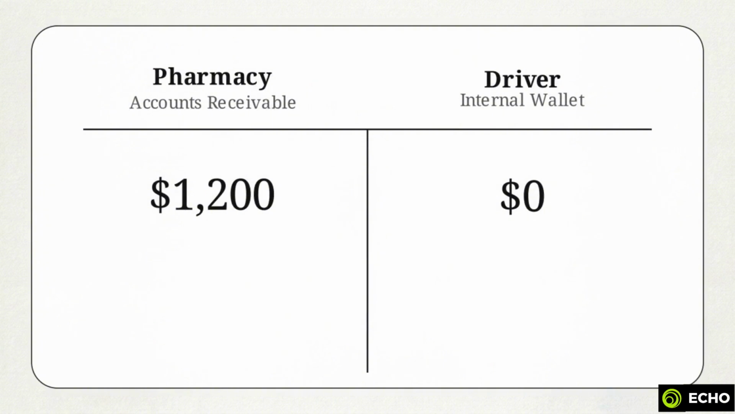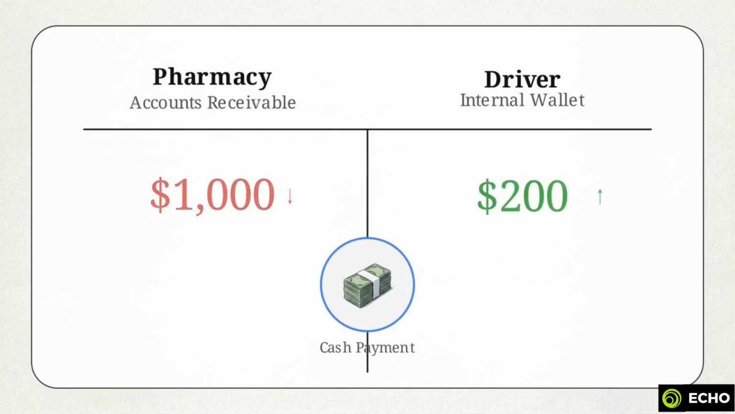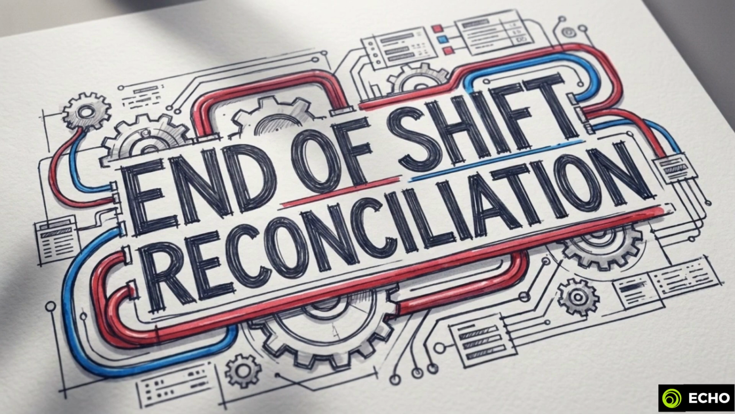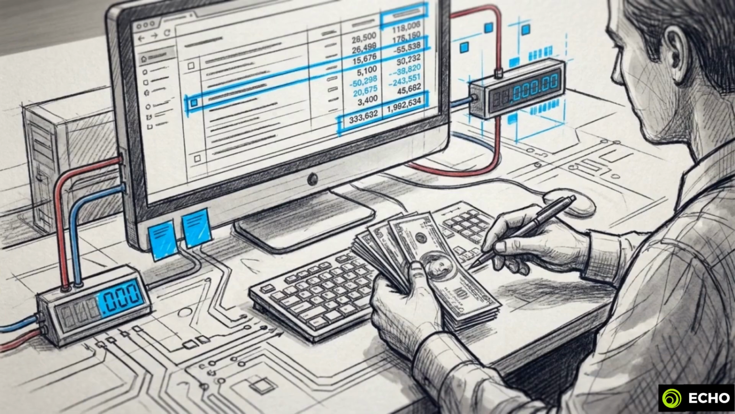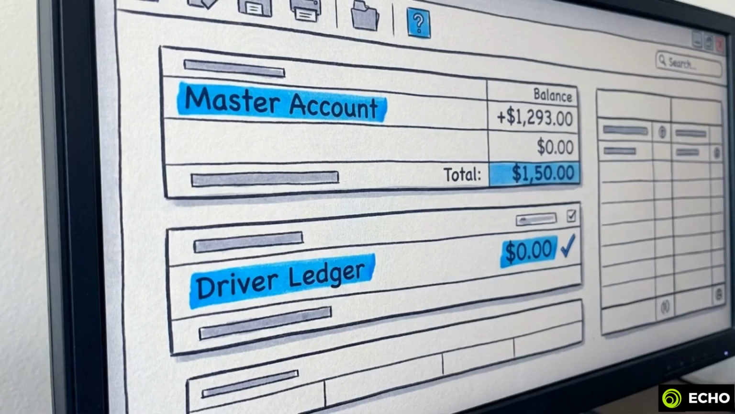When a driver records a cash payment on the app, the pharmacy's accounts receivable drops. At that exact second, the driver's internal wallet balance increases inversely to match the newly collected cash. This forces a mandatory office settlement workflow. At the end of the shift, the main administrator executes a physical cash verification against the virtual wallet balance, resetting the driver's ledger to zero and crediting the master account.